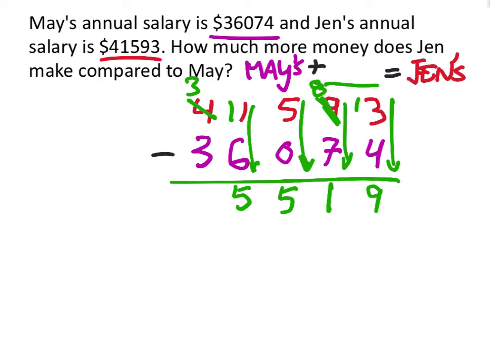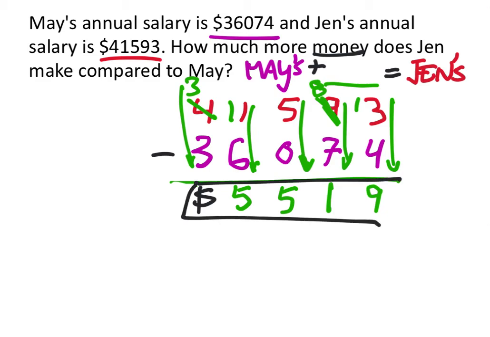And yeah, in the 10,000s place value, 3 minus 3, that's just going to cancel those out as a 0. But again, we don't need a 0 there to hold that place value. Just make it a blank. So that's 5,519. We go back to the problem. It's how much more money. And so we know the label on this one is dollars. So Jen makes $5,519 more than May.